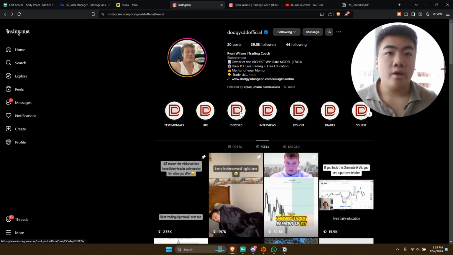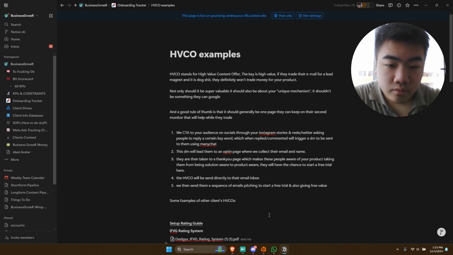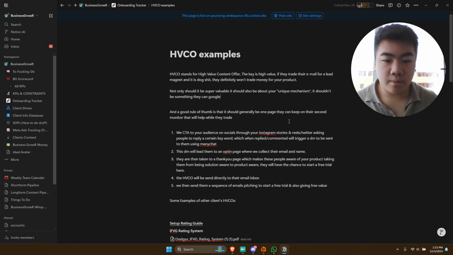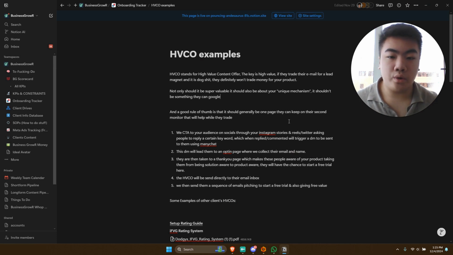So we go into either naming it something unique, like we had Enhanced Market Concepts at some point, Solus model, right? Just stuff like that. It shouldn't be something they can Google. It should be something that they can only get from you. That's why it's called a unique mechanism.